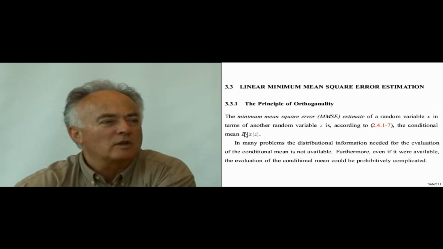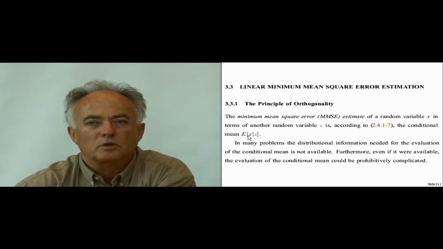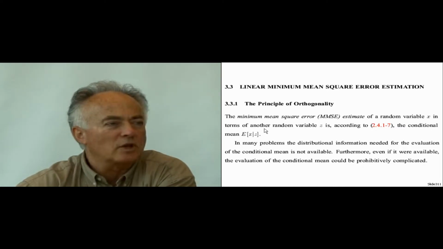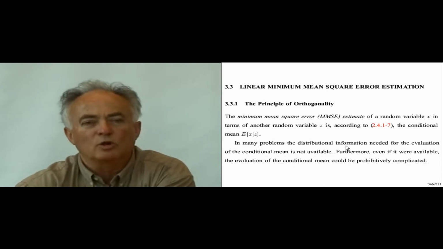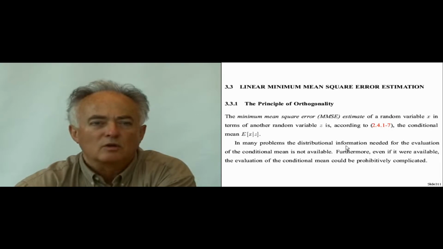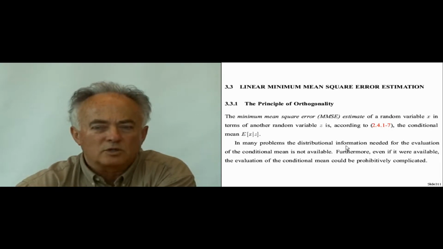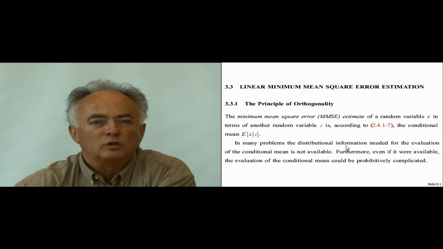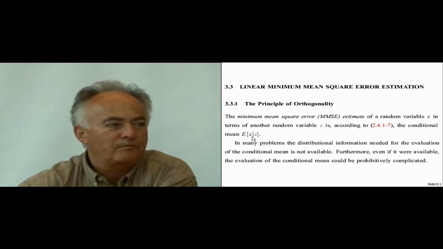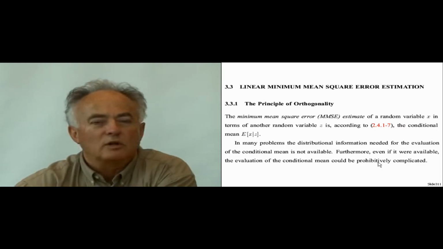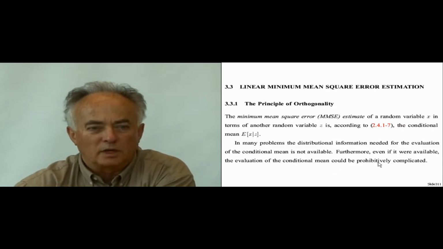So what we have is, in general, regardless of the distributions of the random variables, the MMSE estimate is E of x given z. But if we don't know the densities, because they are not Gaussian, or even if we know them, but not being Gaussian, it might be too complicated to evaluate E of x given z exactly. So, it is either not known or too complicated.